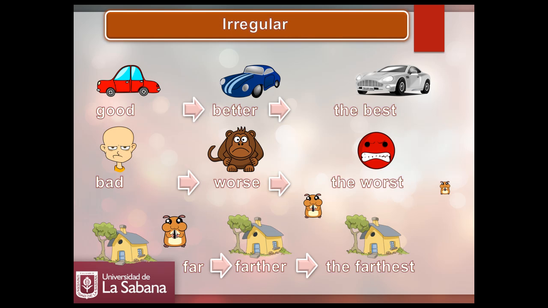Far also has irregular comparative and superlative forms. There are several more adjectives in this group. For now, try to remember these three irregular forms, and we will learn more as we go.